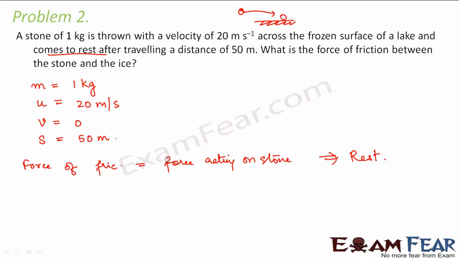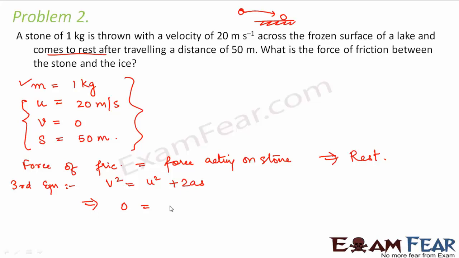Right? Now we can calculate the force which is acting on the stone with the help of these data. How can we calculate this force acting on the stone? From Newton's second law, force is equal to mass into acceleration. Mass is given here, acceleration we have to find out from these three values. So we can find that from this third equation of motion. So using the third kinematic equation, so we will make use of the third equation of motion, that is v square is equal to u square plus 2as. So from this we can say 0 is equal to 20 into 20 plus 2a into 50.